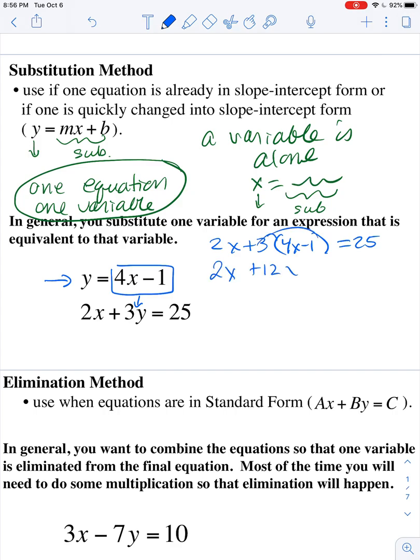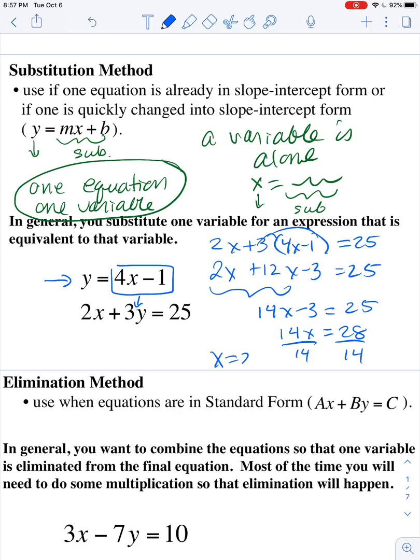So I'm going to do some mathy math, do a little distributing, a little bit of combining like terms, a little bit of adding that 3 over to the other side, a little division. So when I'm done, I know that x is 2. That's pretty exciting. Keeping in mind, however, I don't need to know just x. I'm looking for an x-y coordinate pair because I'm doing all this instead of graphing, but I am looking for the point where they would cross.